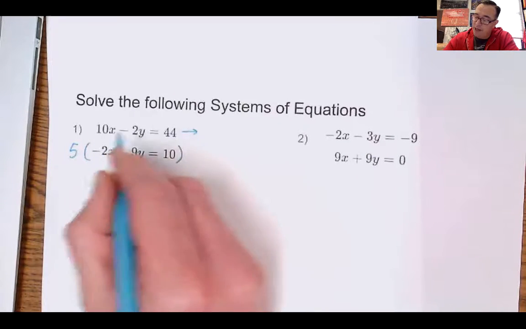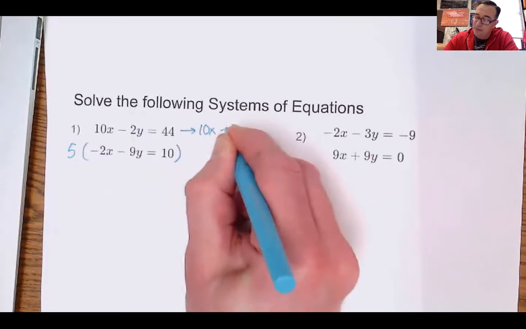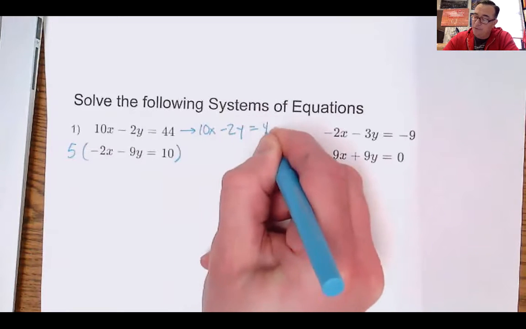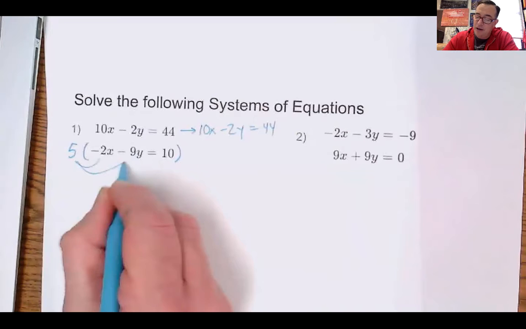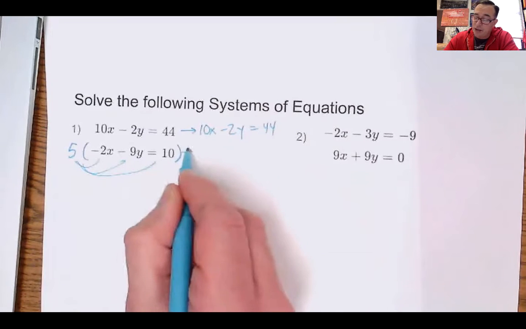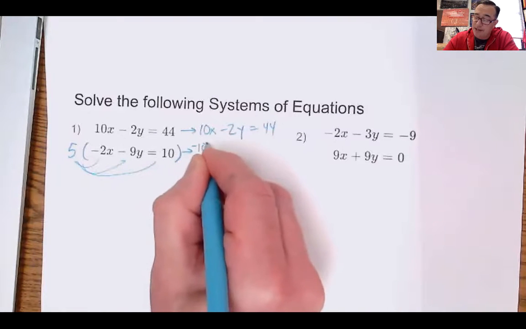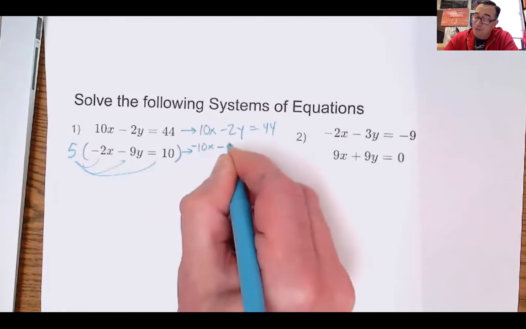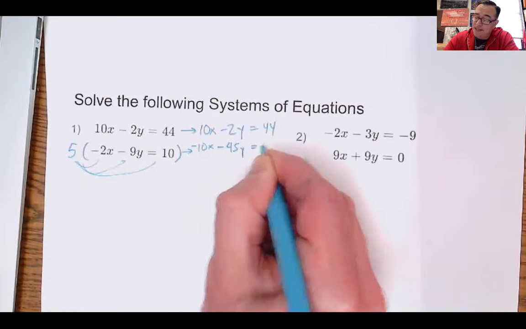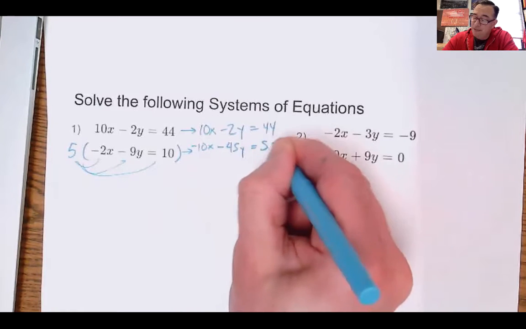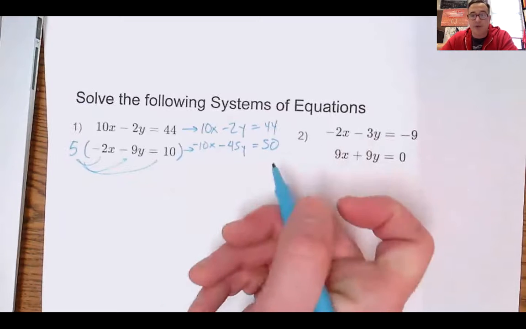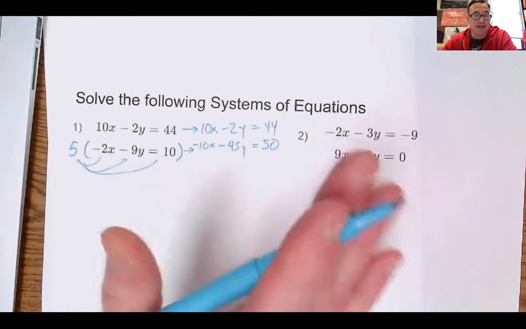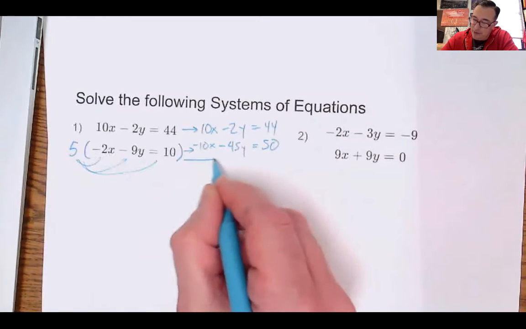So first, let me rewrite this one. We've got 10x minus 2y equals 44. And then directly below that, I'm going to distribute that 5, and we'll see what that equation looks like when we're done. That will be -10x minus 45y is equal to 50. I am trusting when Michener came up with these problems that we are going to find a simple answer. And if they're not, we'll find out very quickly, I would imagine.